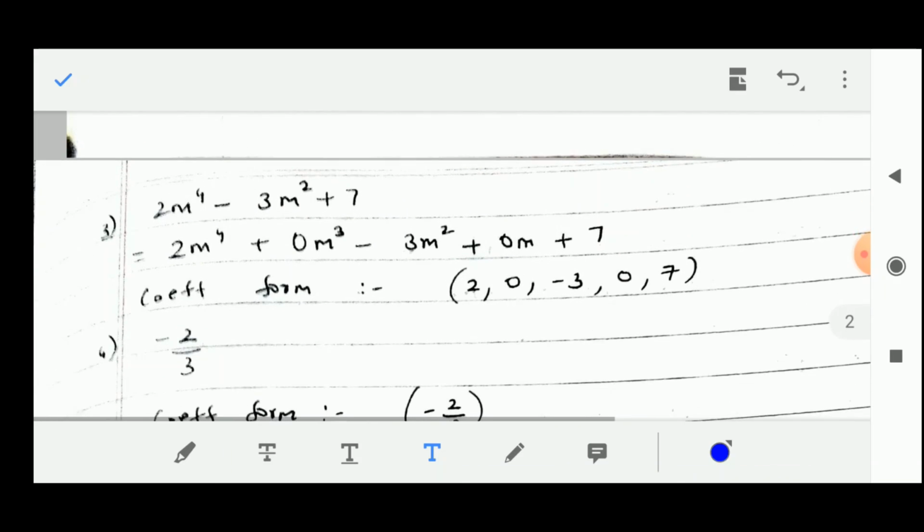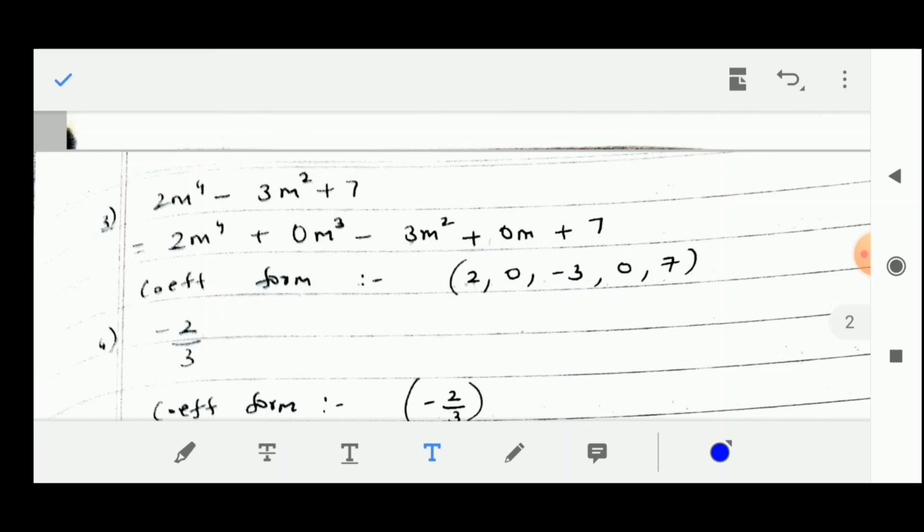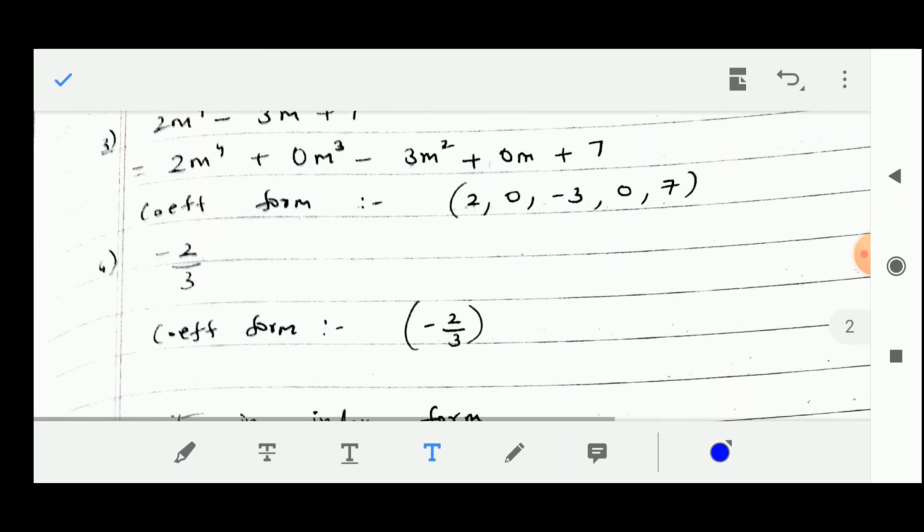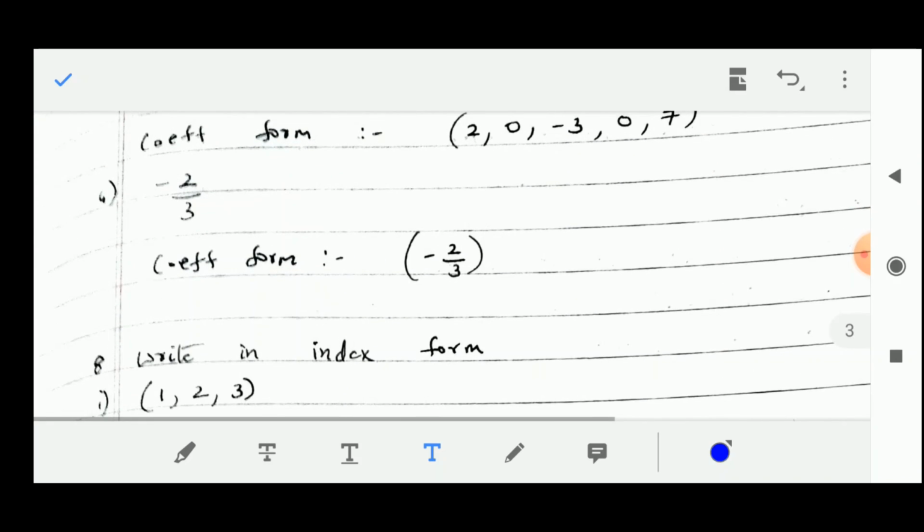Then 2m raised to power 4 minus 3m square plus 7. So this is 2m raised to power 4 plus 0m cube minus 3m square plus 0m plus 7. So the coefficient form will be 2 0 minus 3 0 7. Then minus 2 by 3, only the constant term is there, so the coefficient form will be minus 2 by 3.